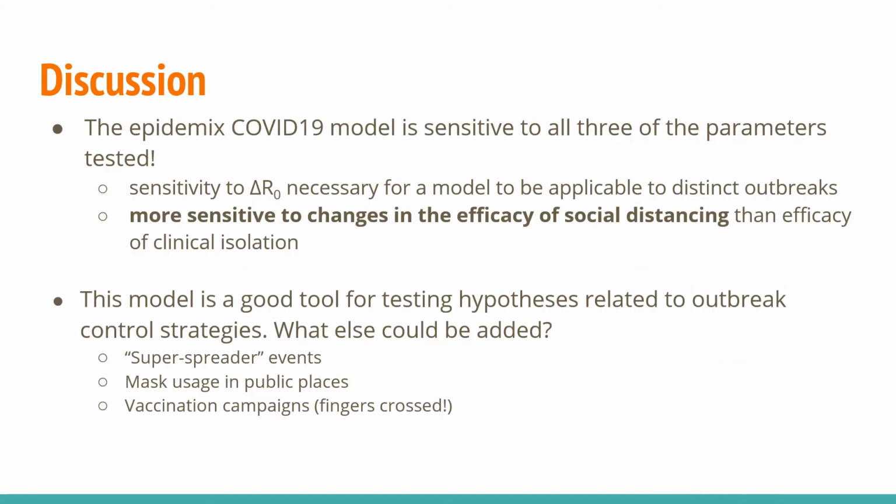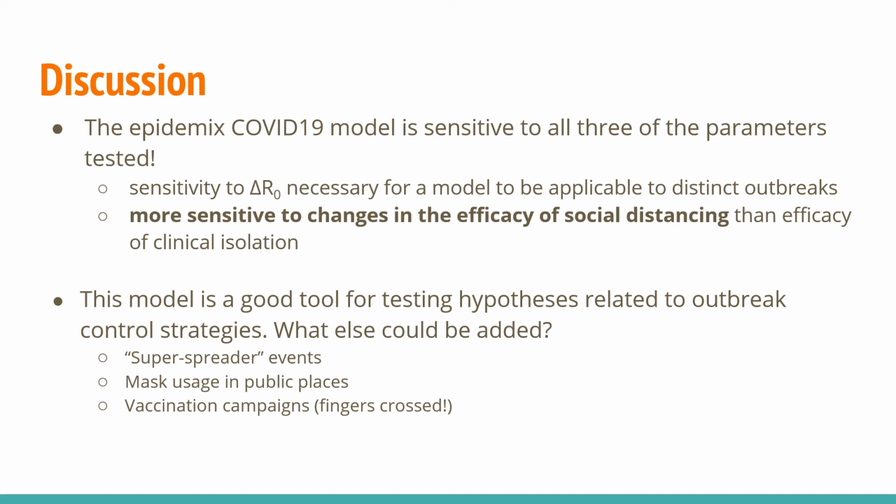So what did we find by running all these different scenarios and watching our key outputs? What we found is that we confirmed that this model is sensitive to all 3 of the parameters modified, meaning as we change those inputs, the outputs do change. This is important. Sensitivity to changes in R naught is necessary so that the model has utility for distinct outbreaks, because R naught is different in each individual hotspot.